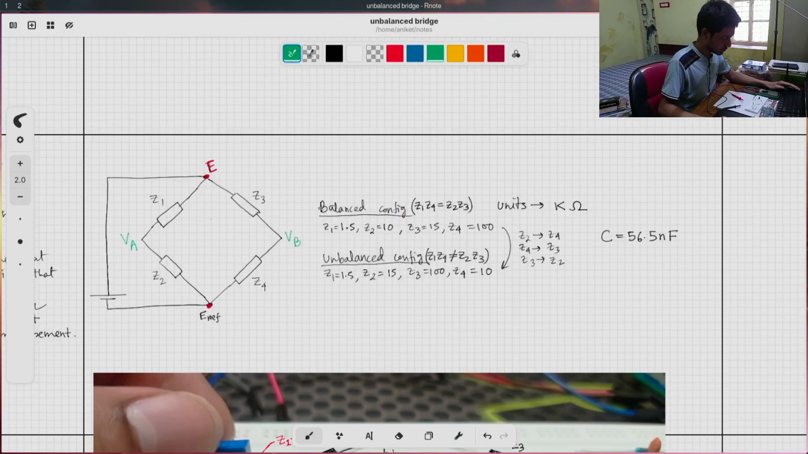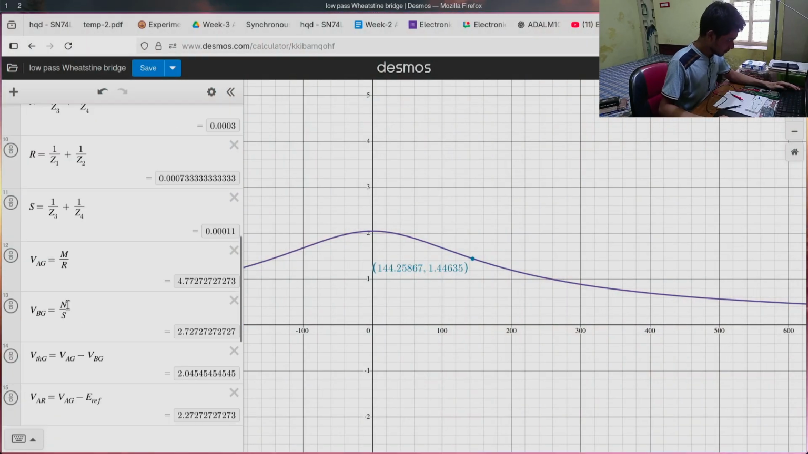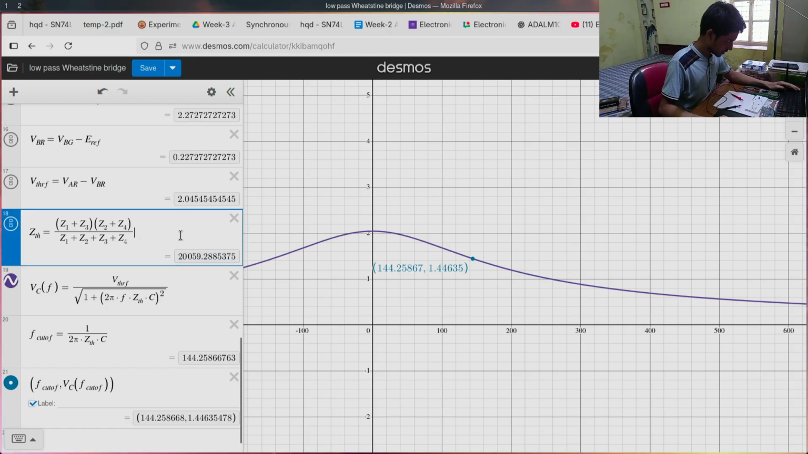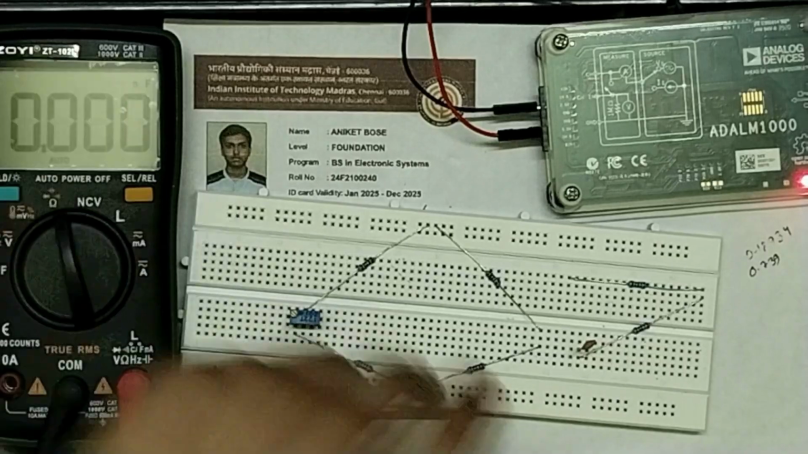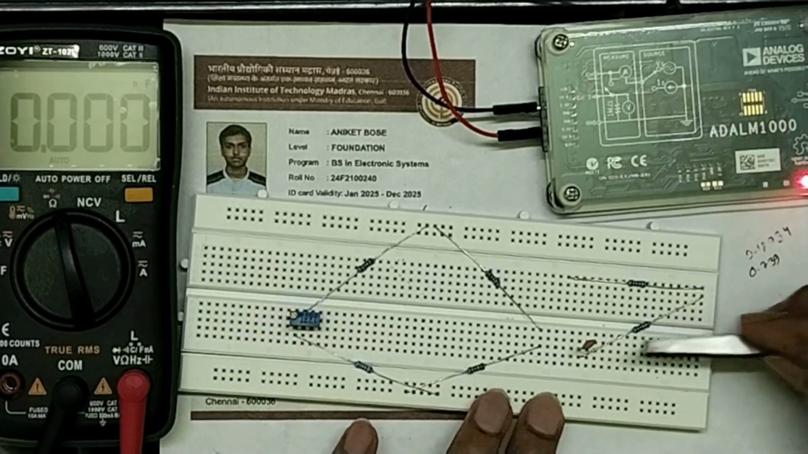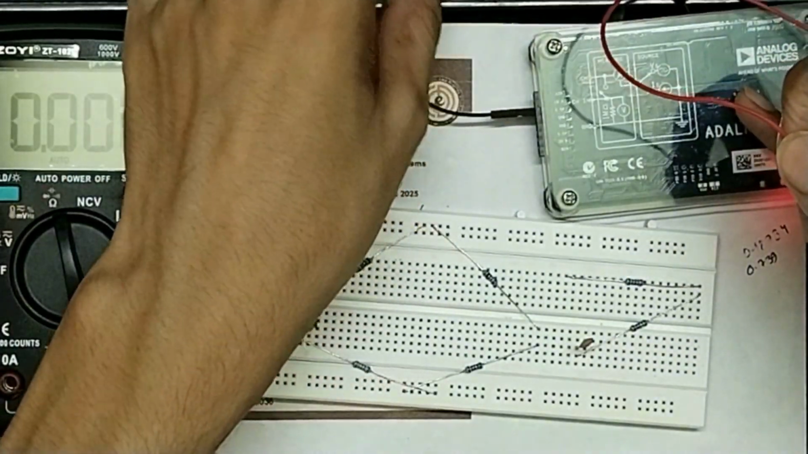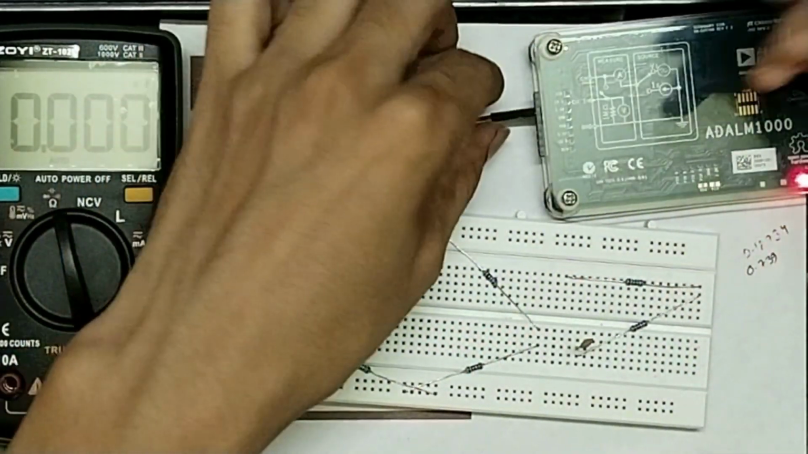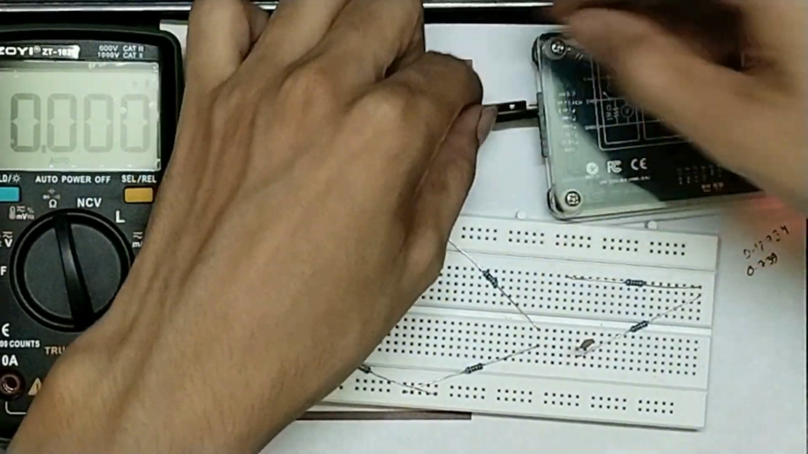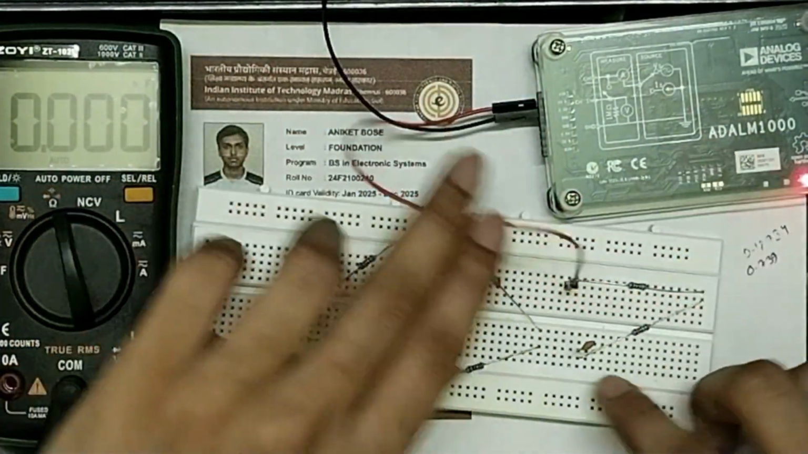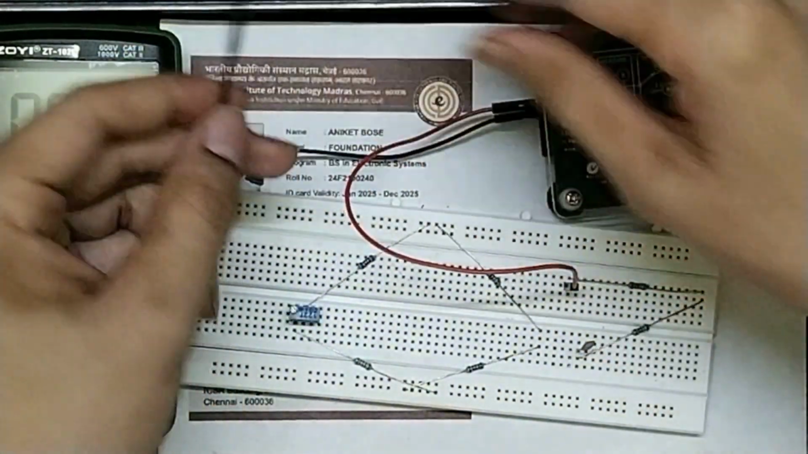Now the ZThevenin was coming out to be 20k, right? But I didn't have a 20k resistor. So what I did in the circuit, you can see here, I have used a 10k and 10k in series, and then the capacitance. I am going to now give a sinusoidal excitation. So I'm going to get the excitation from channel A of this ADLM kit. So let's put that channel A here. This is channel A.